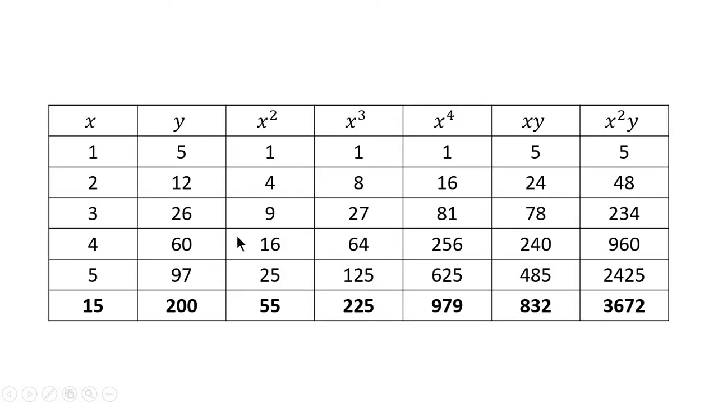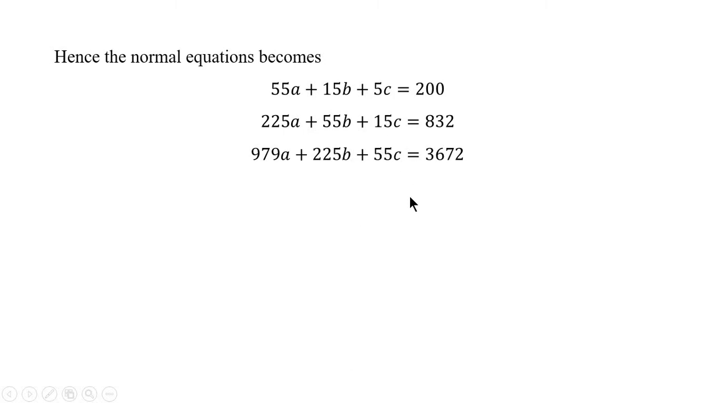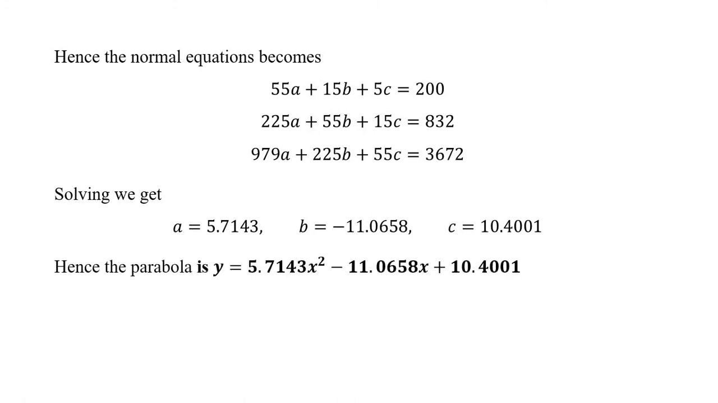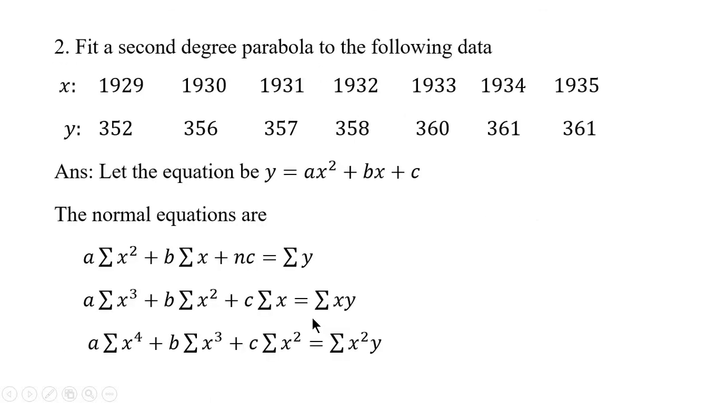Let us construct the table likewise. Use these values in our normal equations and then use the calculator to obtain the values of a, b, c. Substitute these values in our second degree equation and thus we have fitted the parabola. To compute the second part of the question, put x equal to 6. So we get the value of y as 149.6.